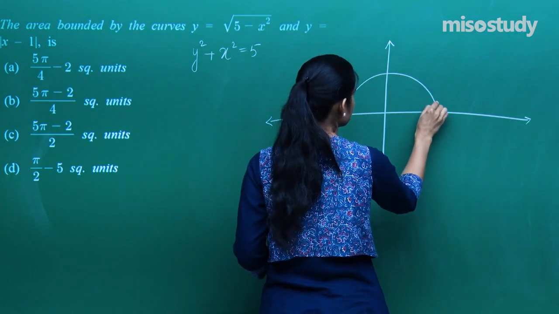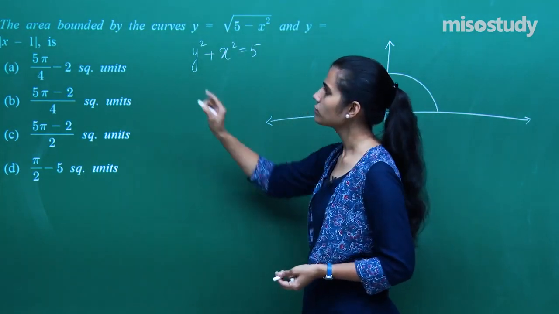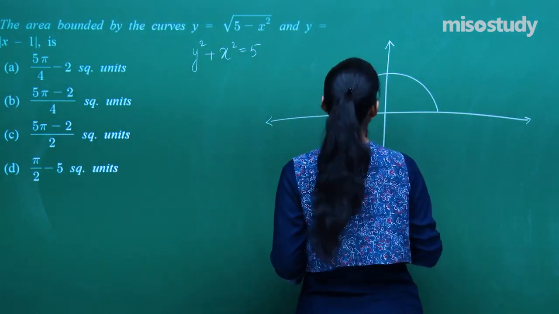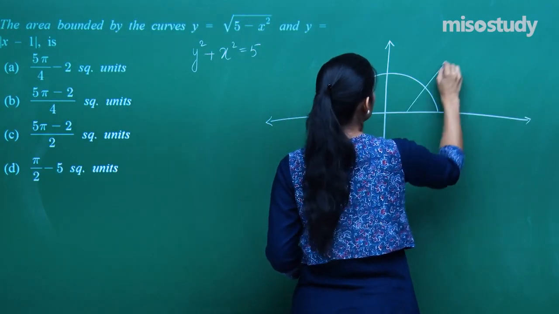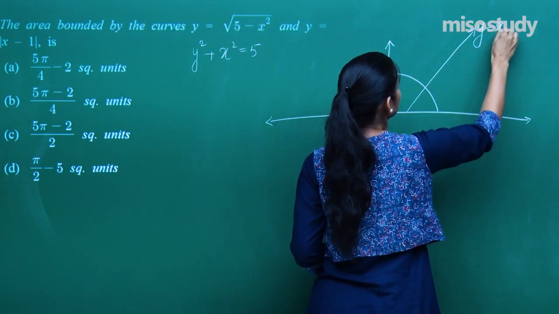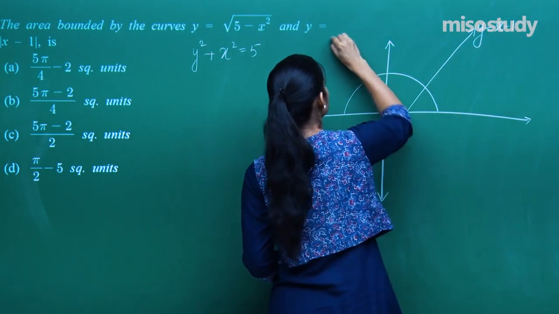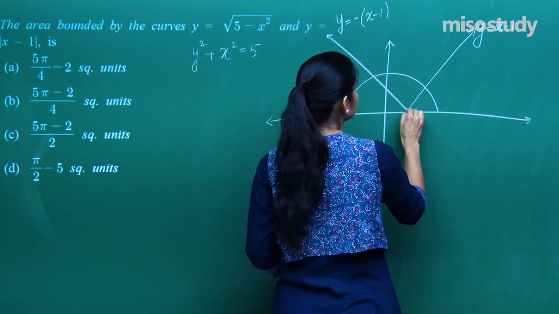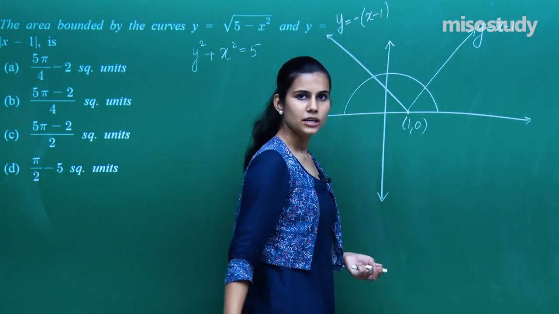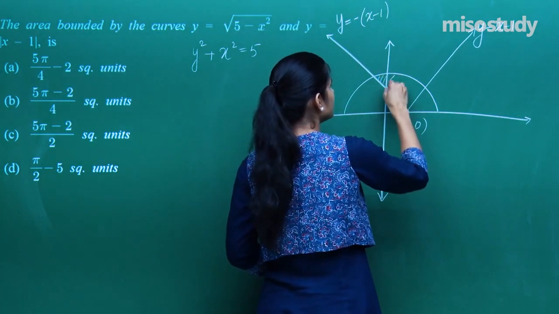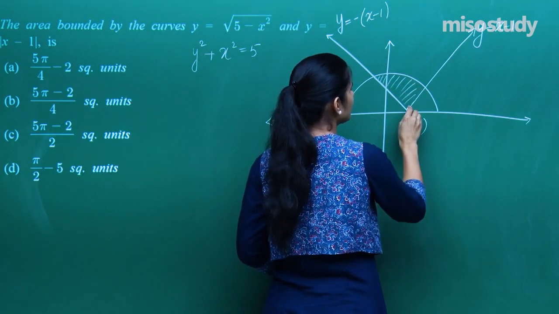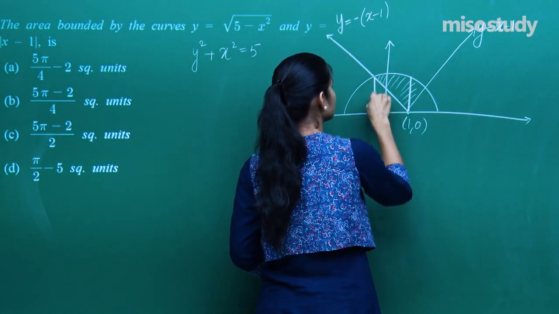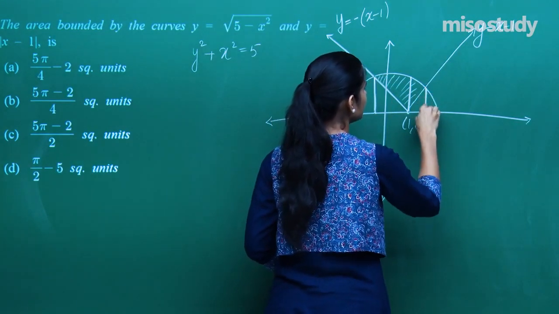But I would just be interested in plotting the upper part of the circle because I want to then talk about the area bounded by this curve and this particular mod of x minus 1. Mod of x minus 1 is y equals x minus 1 and y equals minus of x minus 1. This point is 1, 0. The target is to compute this area. Now this area can be divided into two parts, from here to here and then from here to here.